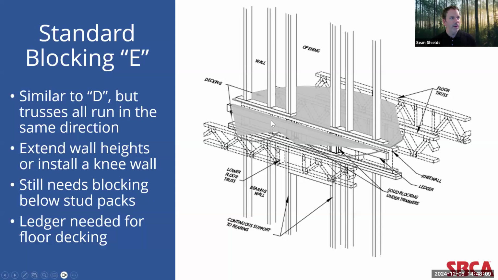So you'll see the knee wall here, again calling out the need to install this blocking under the jack and king stud packs on either side of the rough openings. And one other detail that I want to point out is that attached to that knee wall, you would also want to install a ledger. That ledger will act as a support for the sheathing installed in the lower profile floor, as well as provide a nailing surface for the edge of that sheathing.